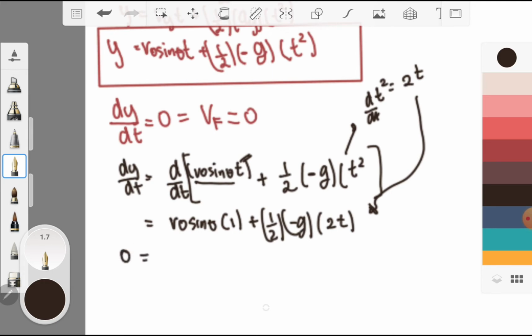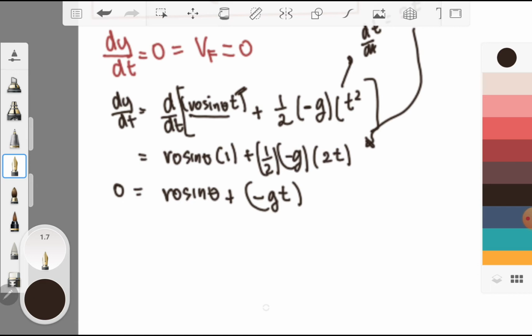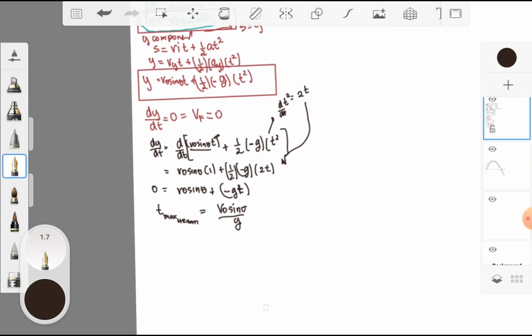which is equal to 0, is equal to VO sine theta plus 1 half multiplied by 2, which is just 1, right? So, negative multiplied by negative gt. Take note that g is the acceleration of gravity, a constant. So, therefore, our t or your time at max height, t max height, is just equal to VO sine theta all over g. Take note that this t is the value of your time at max height.